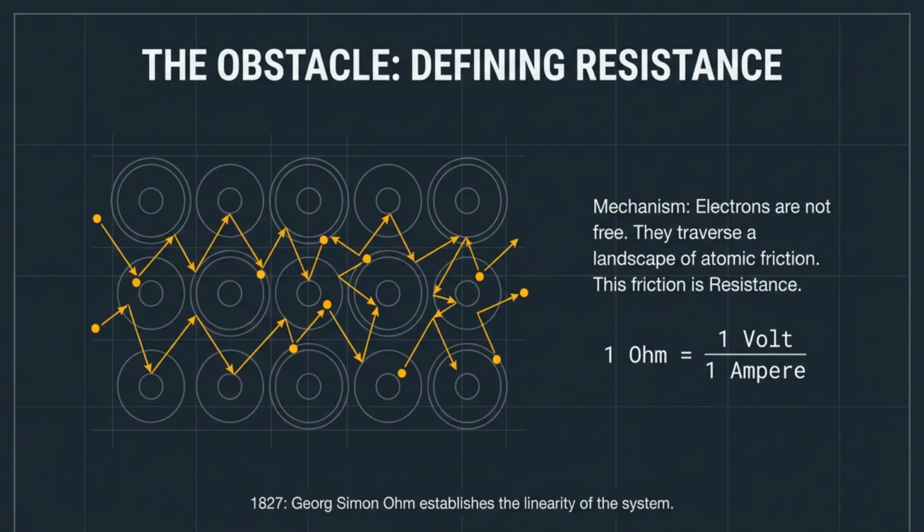Resistance is the obstacle. Electrons are not free. They traverse a landscape of atomic friction. This friction is resistance, measured in ohms. Georg Simon Ohm established this linearity in 1827.